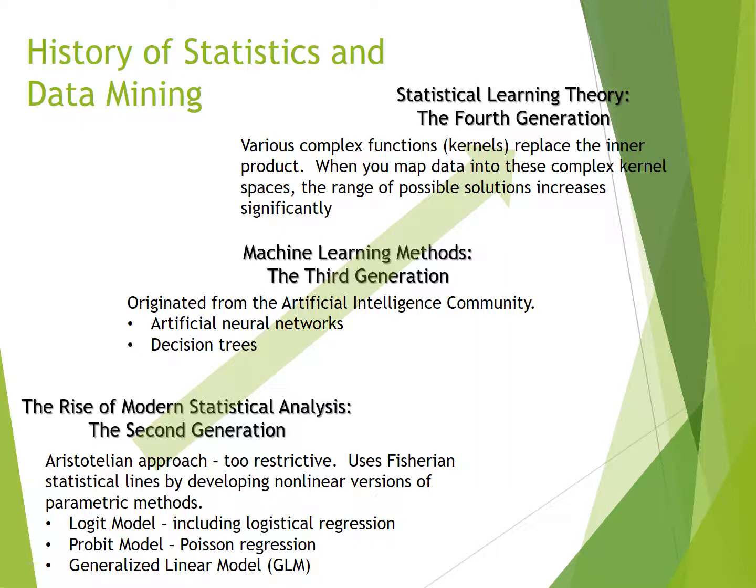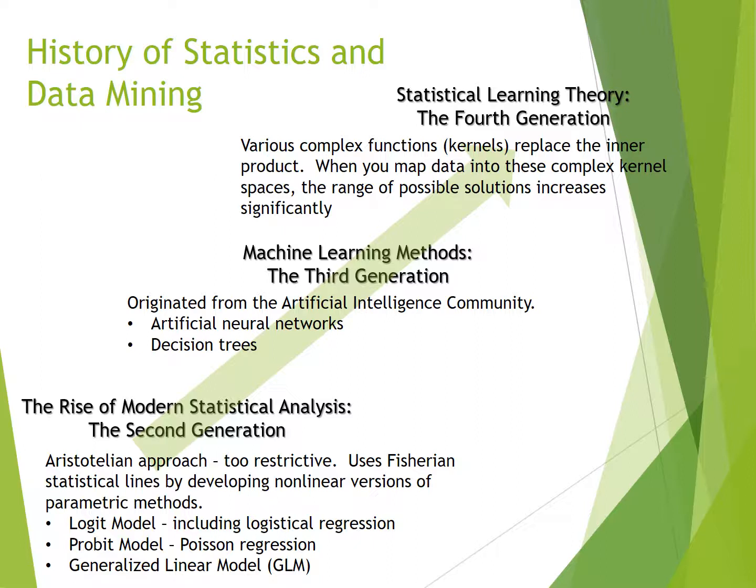In the history of statistics and data mining, there are 3 recent generations that are important. Again, the rise of modern statistical analysis emerges from the Fisherian view that says that there are patterns that can be modeled. So, as we talked about earlier, logistical, Poisson, etc. There's a logit model, which is logistical regression, probit model, which is Poisson regression, and a generalized linear model. Out of that comes machine learning methods, the 3rd generation, which really came from the artificial intelligence community using artificial neural networks and decision trees.